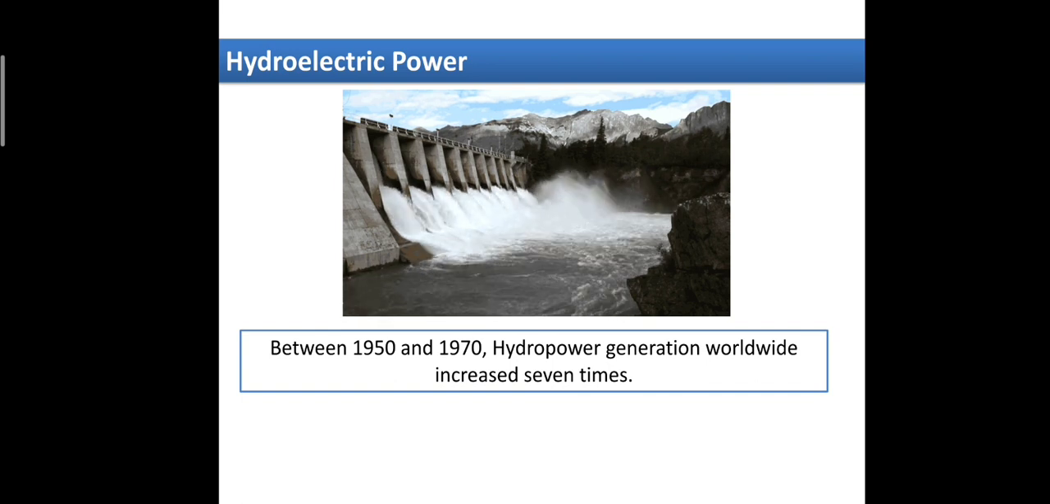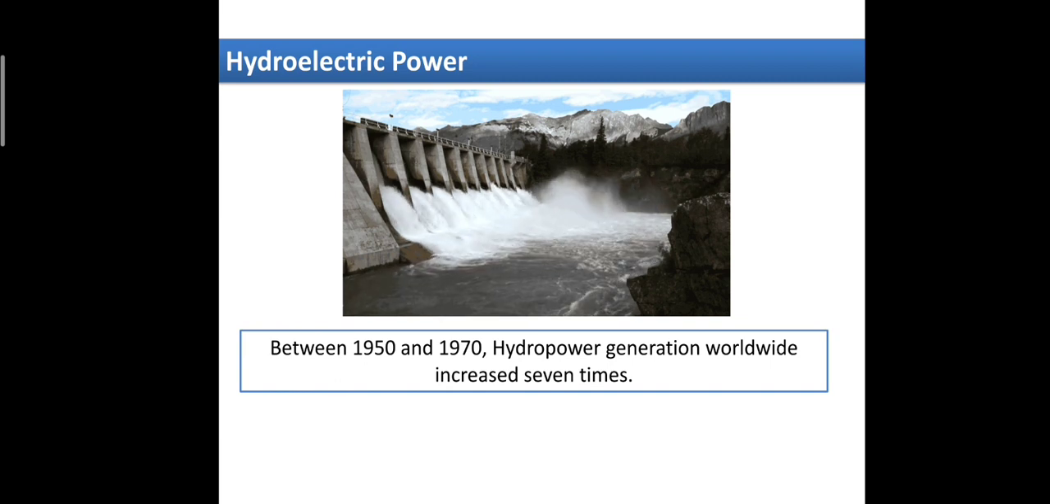Between 1950 and 1970, hydropower generation worldwide increased 7 times. The long life of hydropower plants, the renewable nature of the energy source, very low operating and maintenance cost, and absence of inflationary pressures as in fossil fuels are some of the advantages of hydroelectric power.